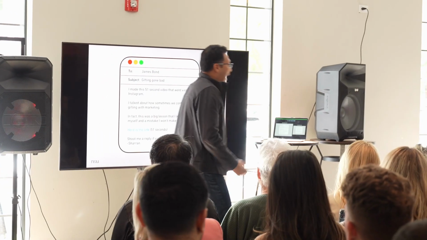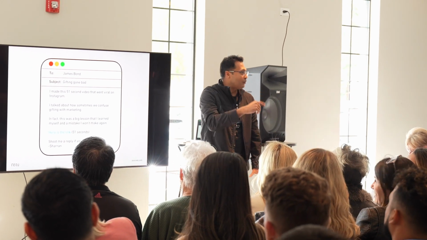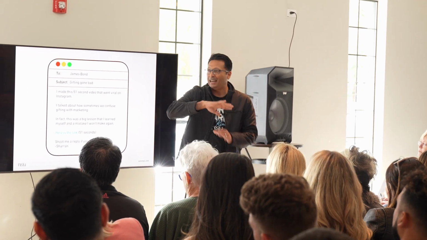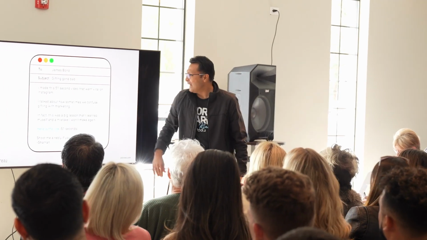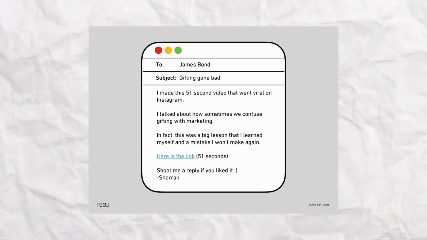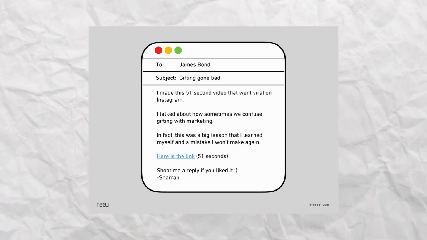So I got so much flack on this video. And so I was like, this may be interesting. So I went to my list of folks that had not opened my email in a long time. I sorted by unresponsive. And I sent this email. I said, gifting gone bad. I made this 51-second video, very specific, 51-second video that went viral on Instagram.